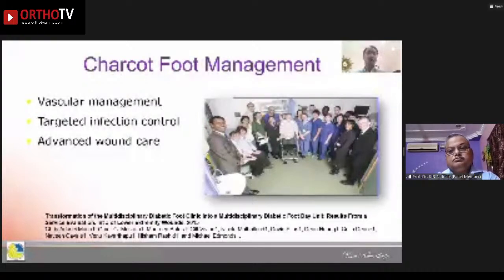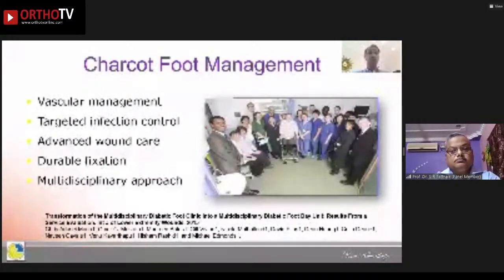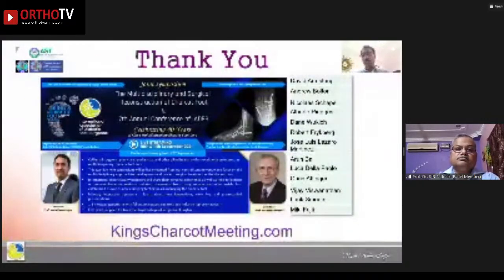And most of our patients require VAC dressing only, and most of them are not suitable for complex local flaps. But the critical component, what we learned, is this durable fixation principle. And it has to be a patient-centered, multidisciplinary approach. And in our unit, that team is led by the diabetologist, Professor Edmonds, with support from the surgeons.